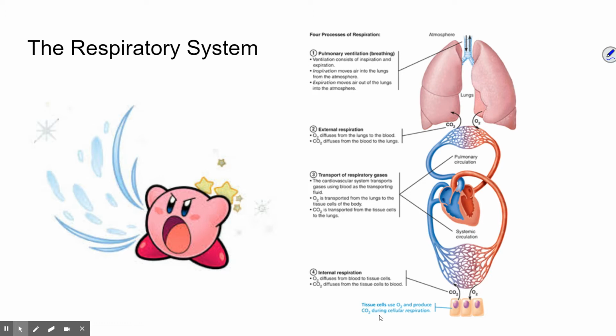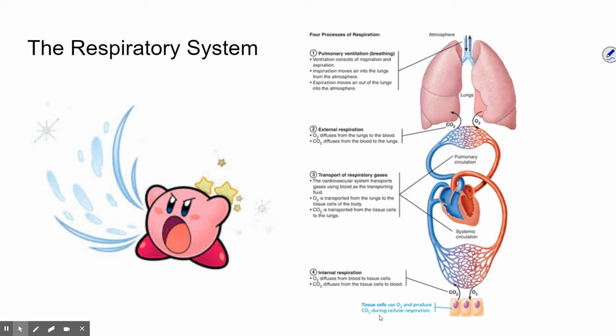The respiratory system involves four main processes, and you can see them here on this picture. There is pulmonary ventilation. That is the process of actually just breathing in, breathing out. And then there is external respiration, which is the exchange of CO2 and oxygen that happens in the lungs. And so when you breathe in, the blood takes in the oxygen and gets rid of the CO2.